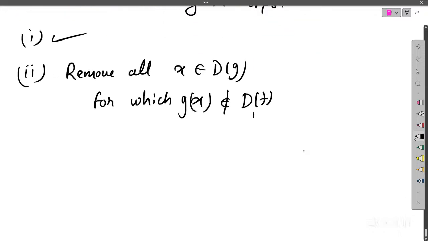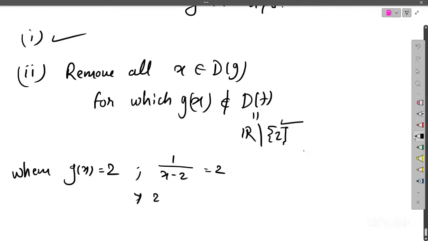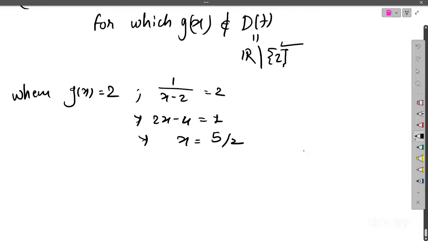But what is the domain of f? The domain of f is the real numbers minus 0. So there is only one point which is not a part of the domain of f, and that is 0. So let's see when g of x can become 0. We have to solve g of x equals 0 to find all those x for which g of x is 0. That means 1 upon x minus 2 should be equal to 0. So this says that 2x minus 4 equals 1, right? Just cross multiplication. So this means x equals 5 by 2, correct? 4 will go here, so 4 plus 1 is 5, and then 2. So 5 by 2. So g of 5 by 2, if you compute, is equal to 2.